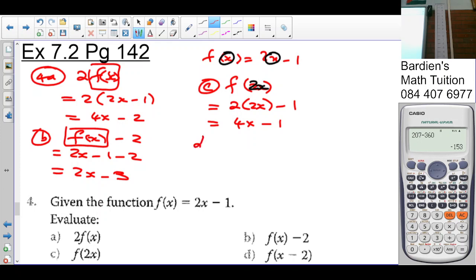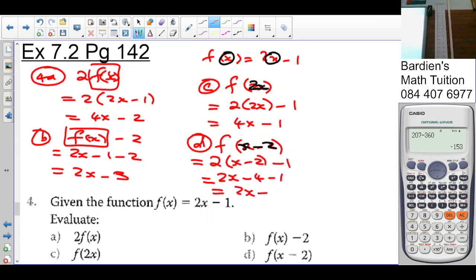D. f of x minus 2. So wherever we see an x, we put an x minus 2. Can you see that, people? So that would be 2 times (x minus 2) minus 1, which is 2x minus 4 minus 1, so 2x minus 5.